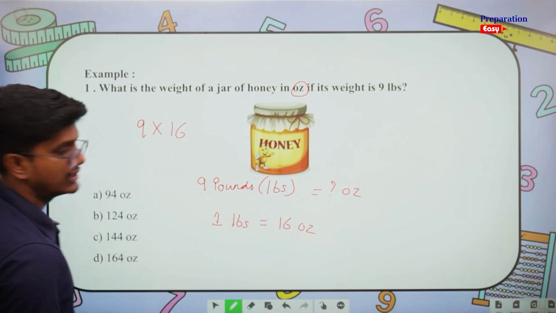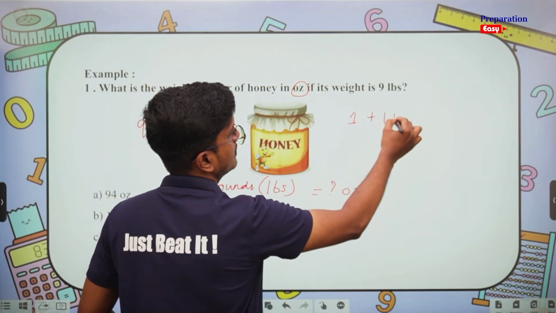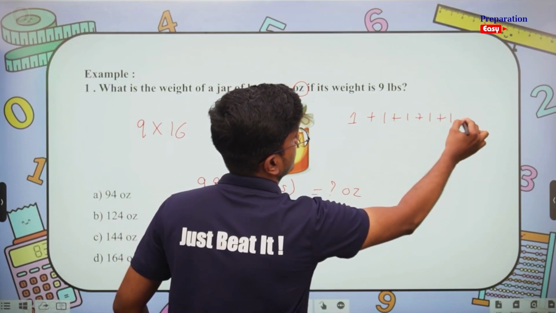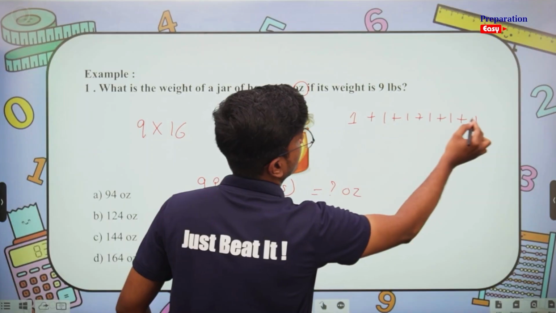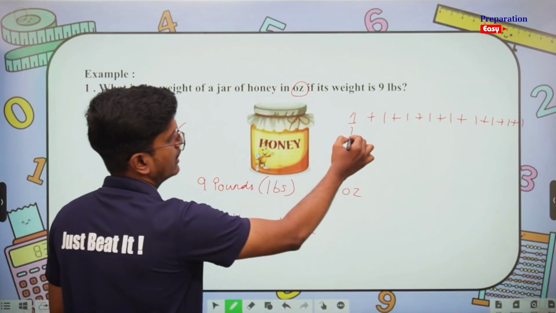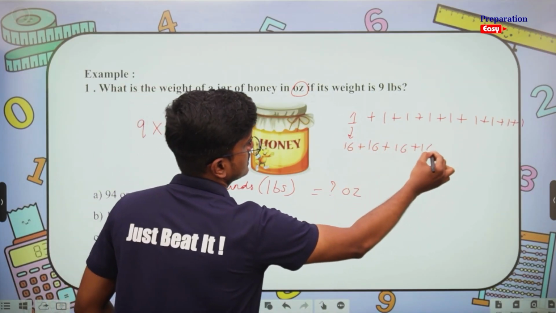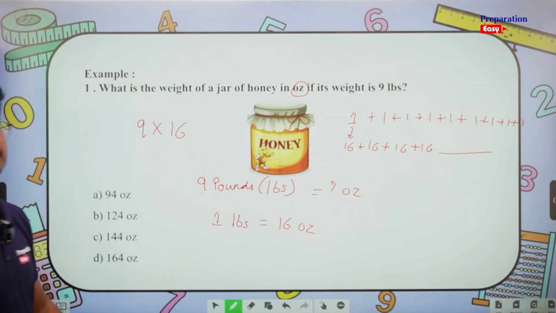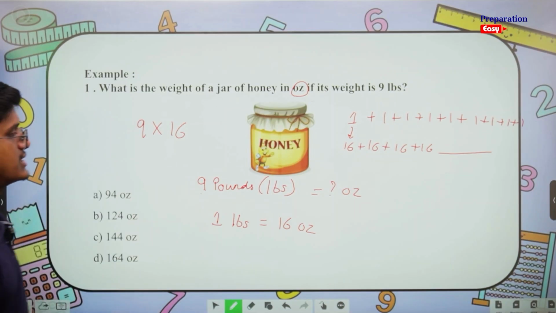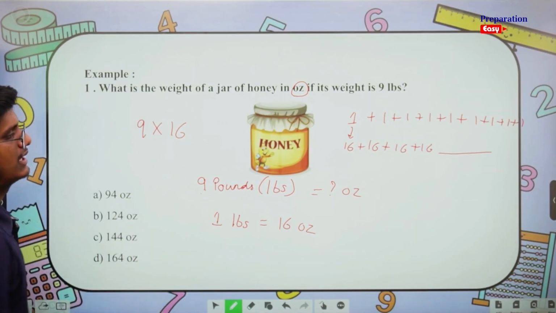We can also write 9 in terms of 1 plus 1 plus 1 plus 1 plus 1 plus 1 plus 1 plus 1 plus 1, that is 1, 2, 3, 4, 5, 6, 7, 8 and 9. So 1 pound is 16 ounces, plus 16 ounces, plus 16 ounces, up till 9 times, we have to add it to get the weight of this whole honey jar, which is 9 lbs. So we do it as 9 into 16, the simplest and fastest way.